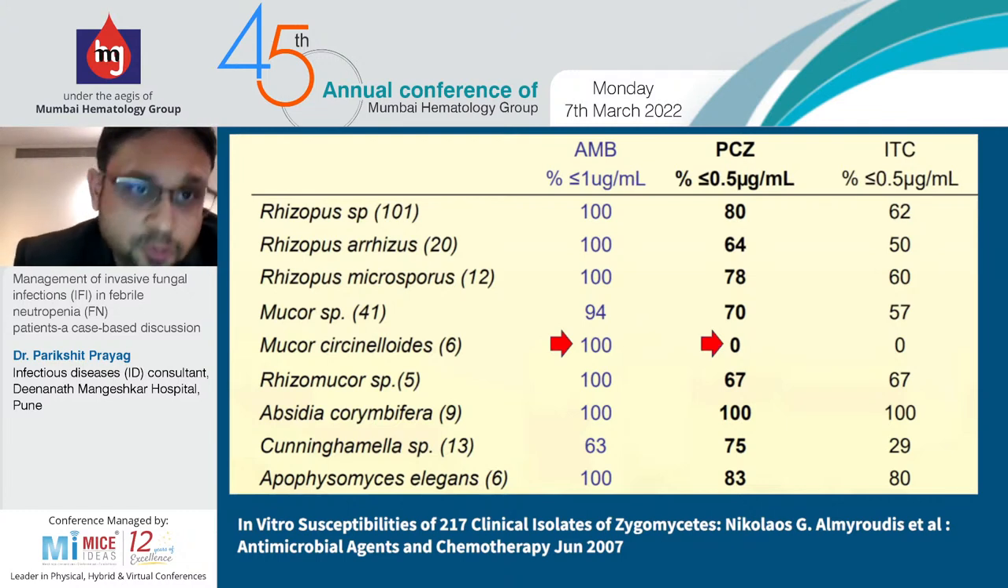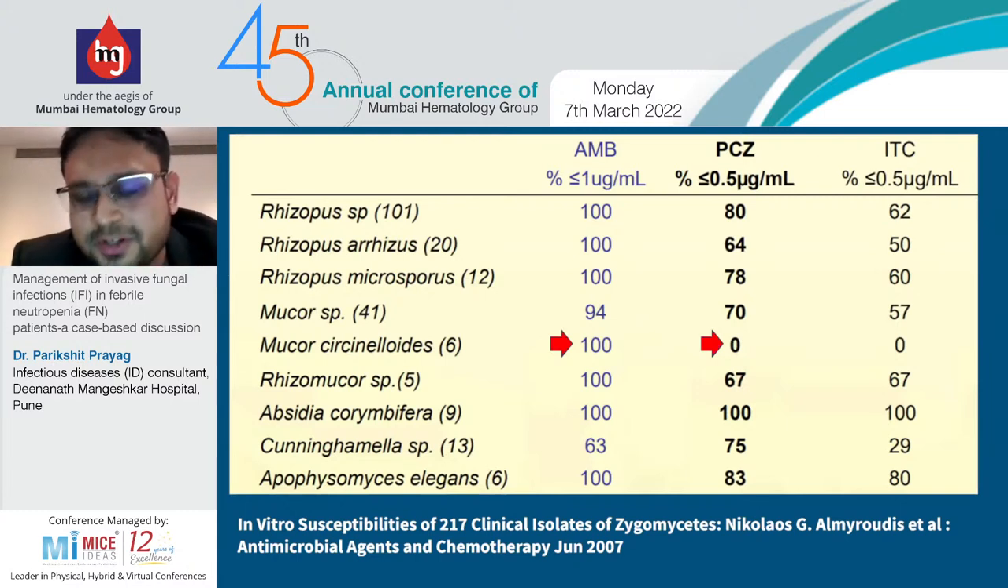If you look at Rhizopus, and as I mentioned, our most common species is Rhizopus. Immediately the question would be, how do we even get to the species? If there is growth, then an experienced microbiologist will be able to tell you which species this is. But if there is no growth, then one way of doing this is to sequence it out, so to send a 16S, 18S and ITS sequencing.